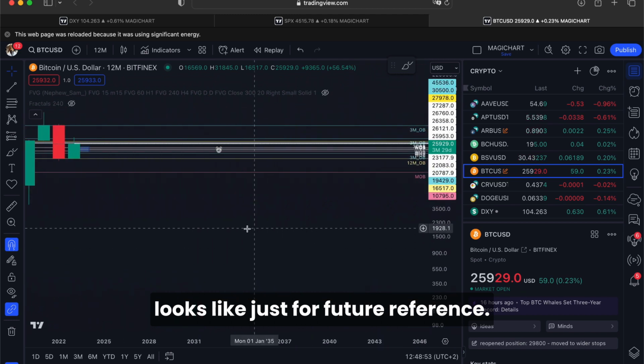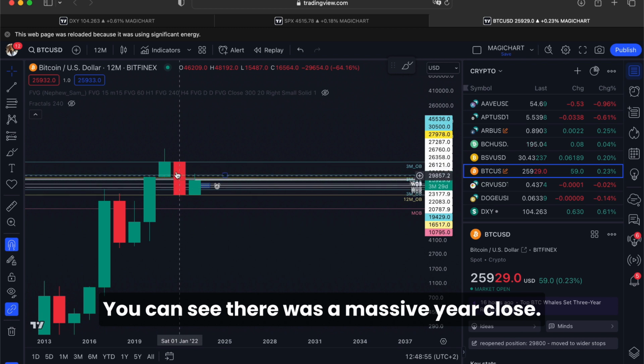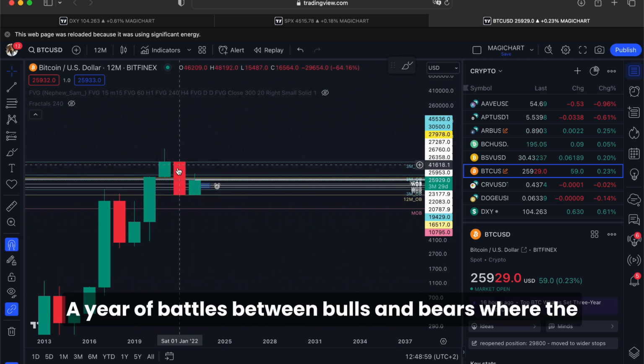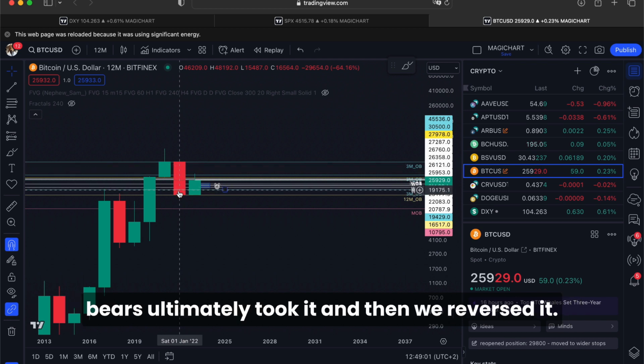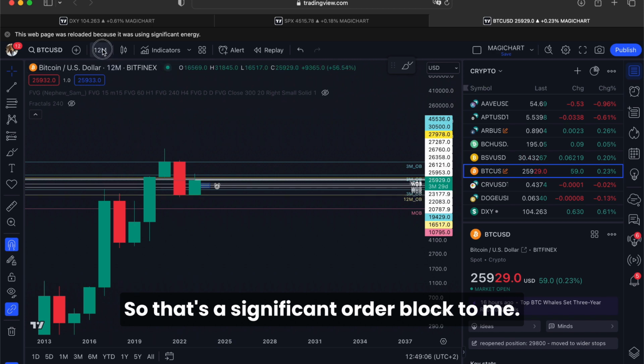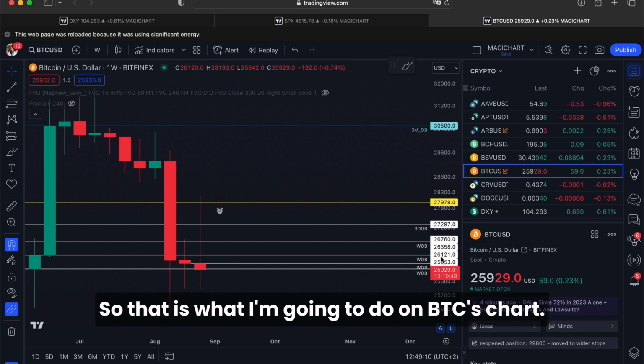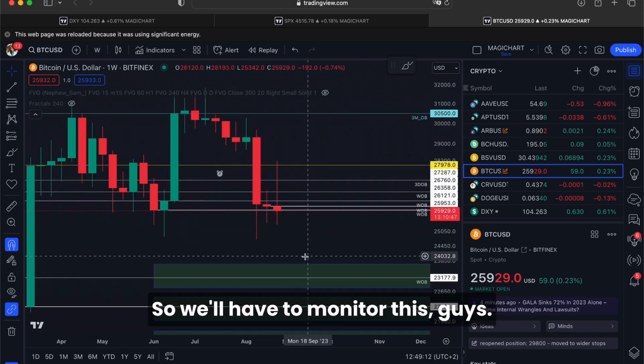Just for future reference, you can see there was a massive year close, and then this is an order block, a year of battles between bulls and bears, where the bears ultimately took it, and then we reversed it. So that's a significant order block to me. Okay, so that is what I'm going to do on BTC's chart. So we'll have to monitor this, guys.